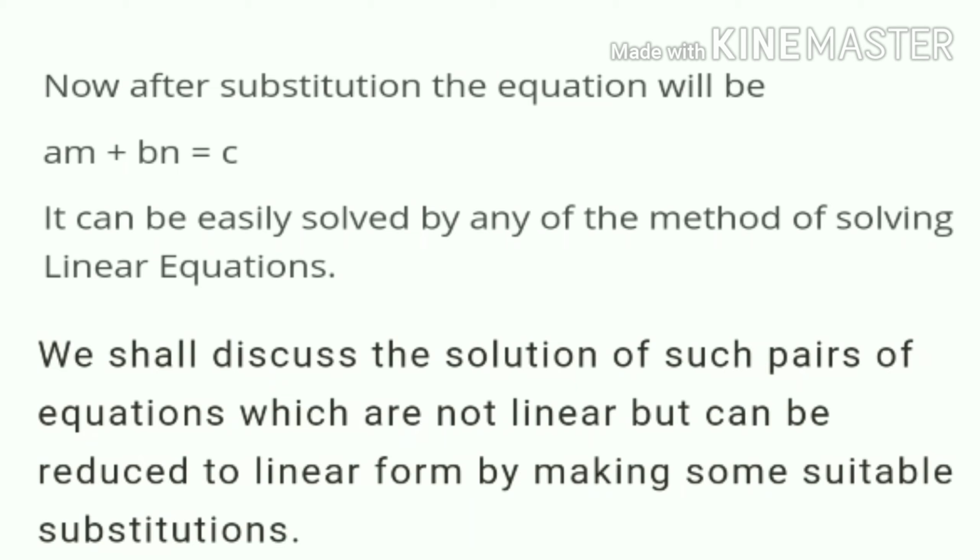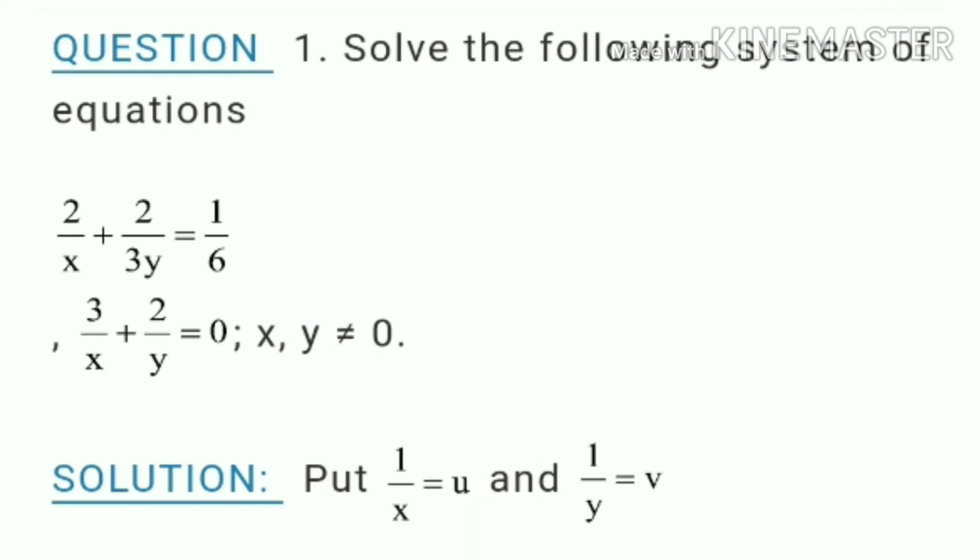See how. This is the first example in front of you. Solve the following system of equations. The equation is given here: 2 upon x plus 2 upon 3y is equal to 1 upon 6. Again you can see the variables x and y are in the denominator, so this equation is not in the form of ax plus by plus c is equal to 0. The second equation is also given here, that is 3 upon x plus 2 upon y is equal to 0.